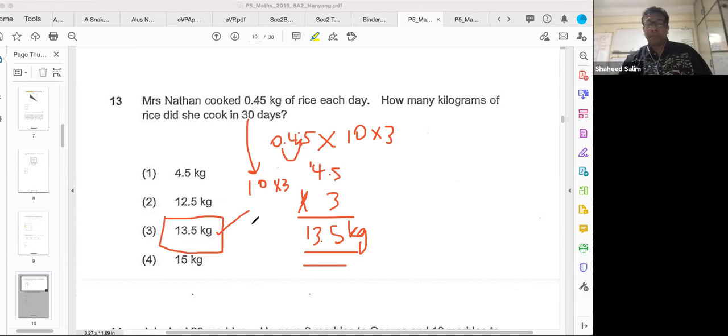If you can get 13.5, great. Again, notice how I multiplied the 30. I break it into 10 and 3. You see how you get 10 and 3? 10 times 3 is 30. So you can times by 10 first or times by 3 first. Times by 10 is easier because you shift the decimal place.